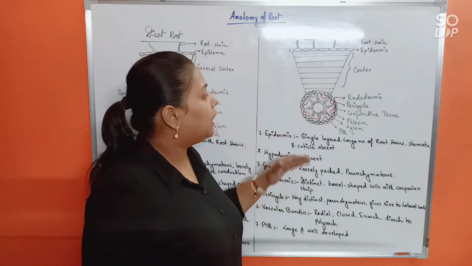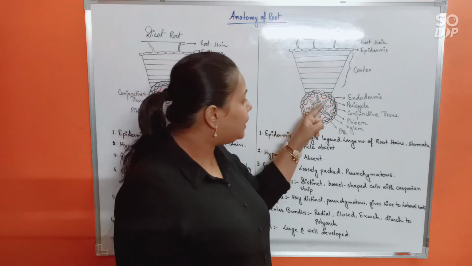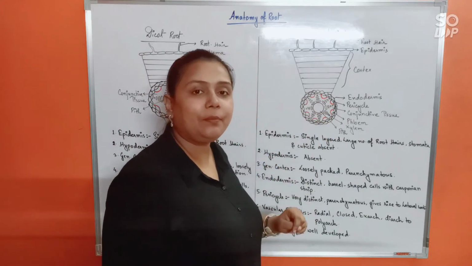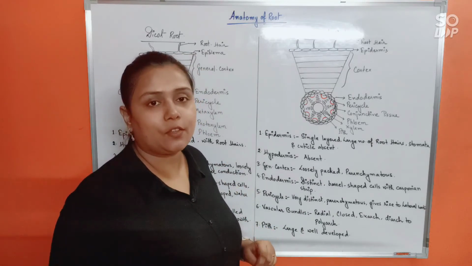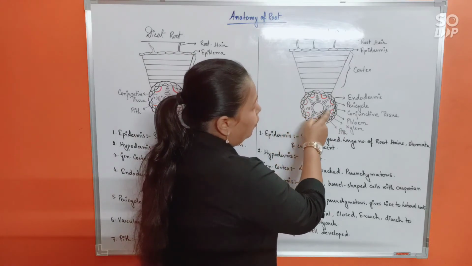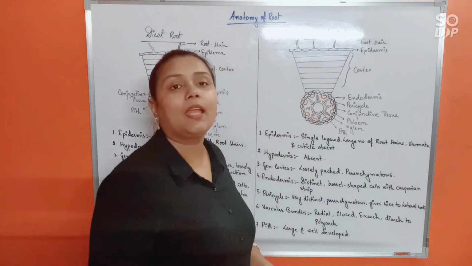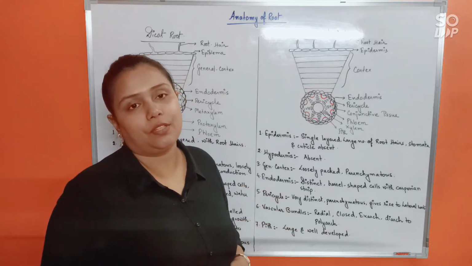Next, after the pericycle comes the vascular bundles. Now see, how many vascular bundles you can see in the diagram? One xylem, one phloem together makes up one vascular bundle. So how many bundles are here? 1, 2, 3, 4, 5, 6, 7, 8. 8 vascular bundles, right? So here is the major difference.